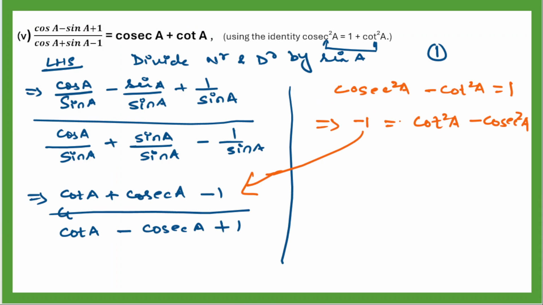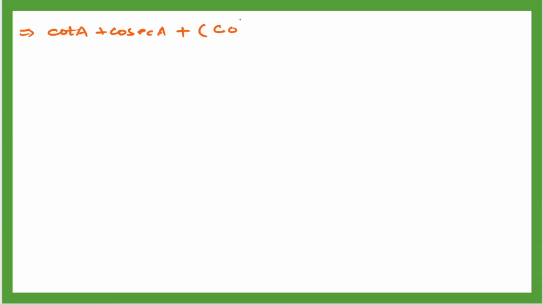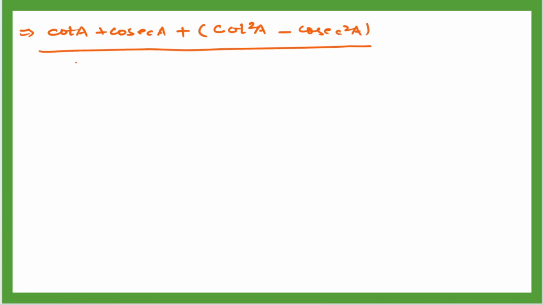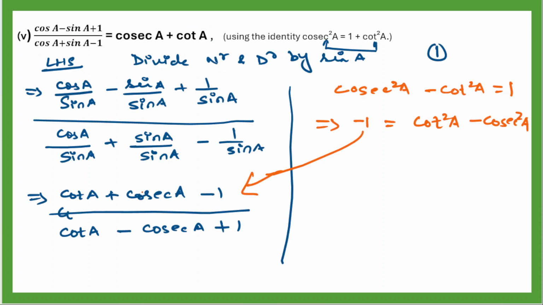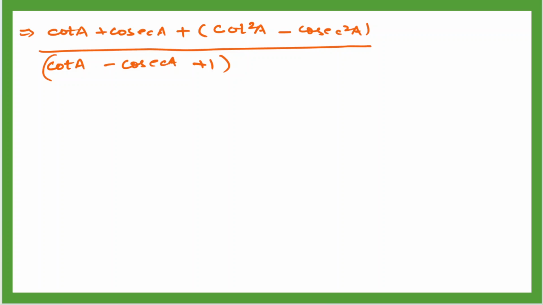So we will get cot A plus cosec A plus, in place of minus 1, we are going to write cot square A minus cosec square A, divided by cot A minus cosec A plus 1. This is our new denominator part.